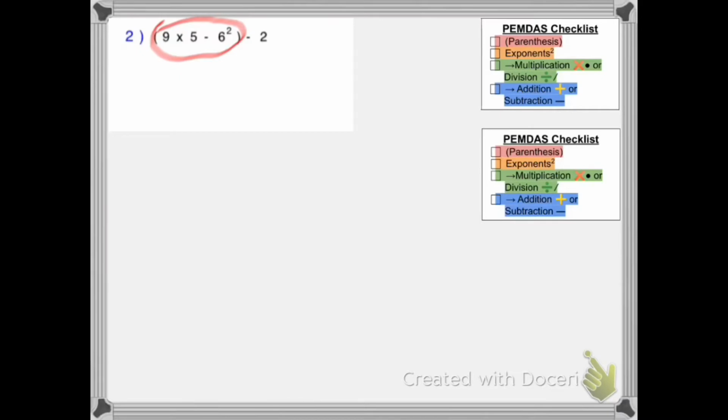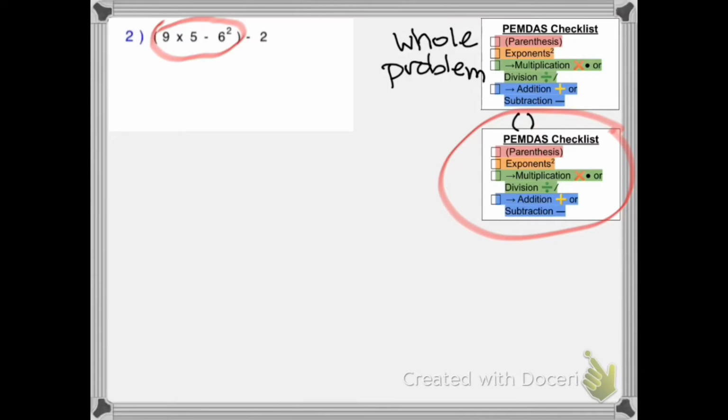So what we're going to do is make one of these checklists the checklist for the whole problem, and then another checklist that's just inside the parentheses. So I'm going to mark it like that. Okay, so for the first checklist for the whole problem, we're on the parentheses step. Inside the parentheses, we can check off this because we don't have another set of parentheses inside, which means we're on the exponent step.